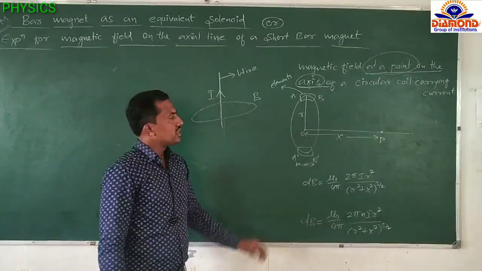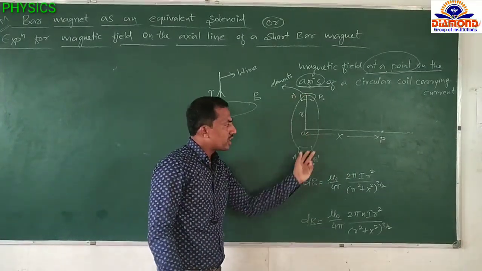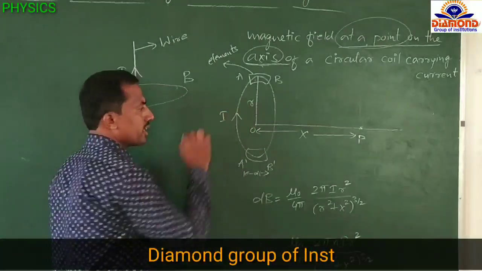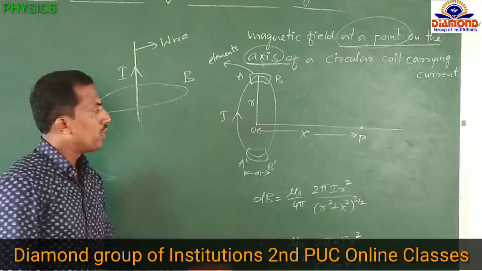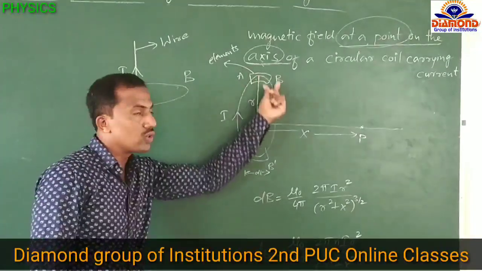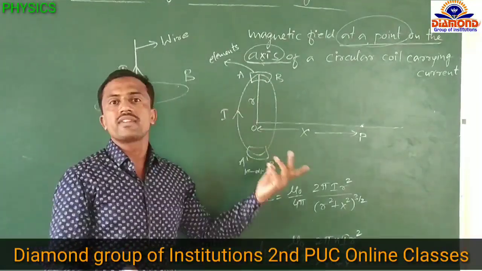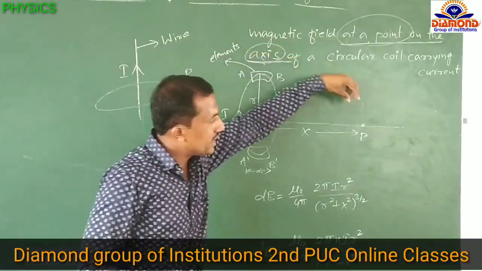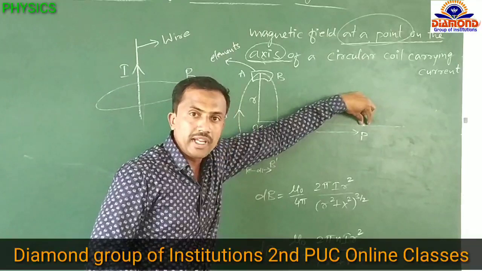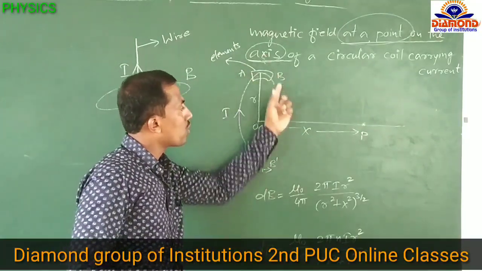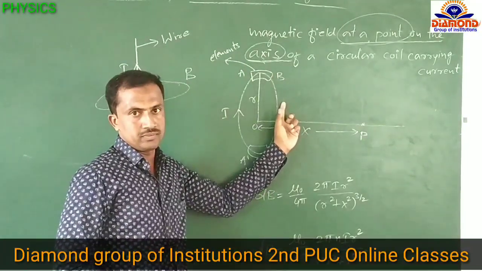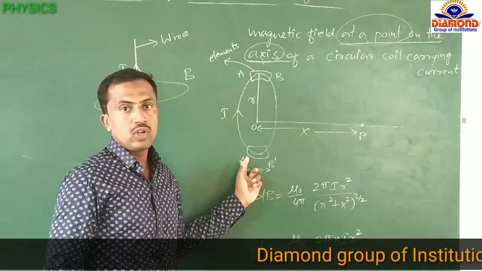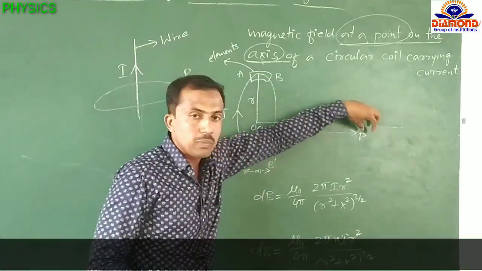Imagine current I is flowing in the circular coil. When current is flowing in a circular coil, magnetic field is produced. Then what is the magnetic field at point P due to this circular coil carrying current?